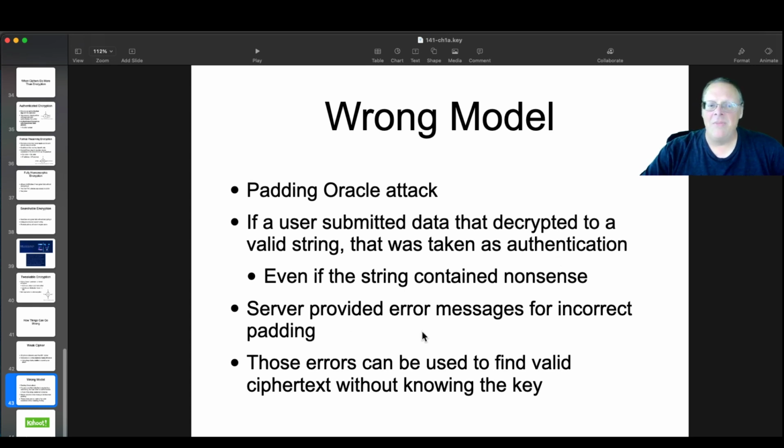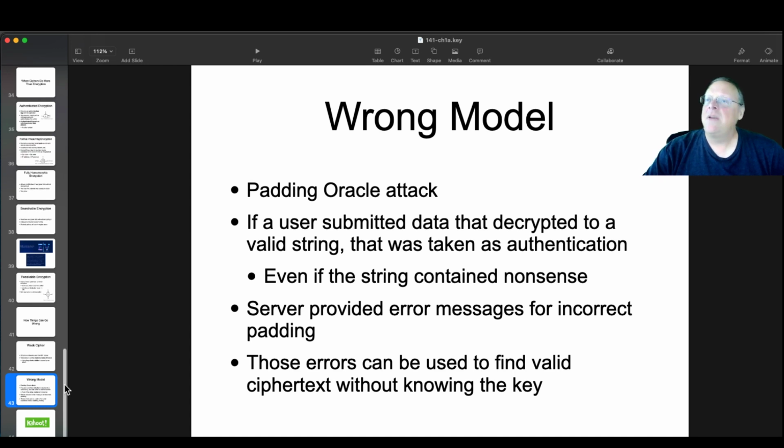And the problem is the server provided error messages which gave you more information than was necessary. They would tell you if there was a padding problem or if it was a different problem with the encryption, and therefore by watching those padding errors, after a few guesses, you could carefully craft an encrypted message that was valid and appear to be the administrator. And we'll do this in the attack. That's the padding oracle attack.